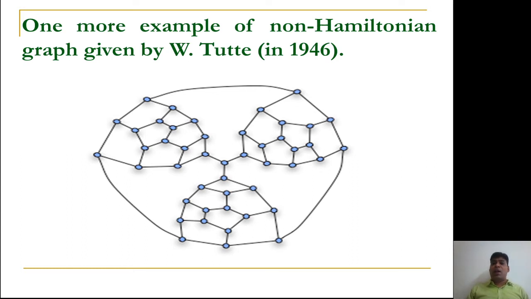A graph which does not include a Hamiltonian circuit is called a non-Hamiltonian graph. A graph with a Hamiltonian circuit is a Hamiltonian graph. A graph without a Hamiltonian circuit is a non-Hamiltonian graph.